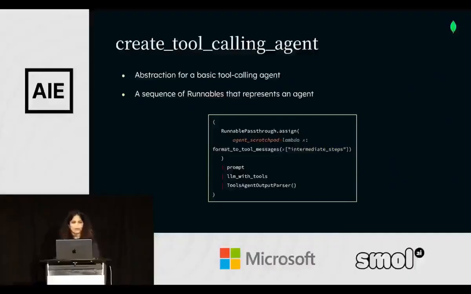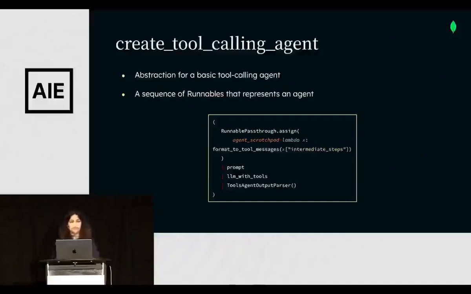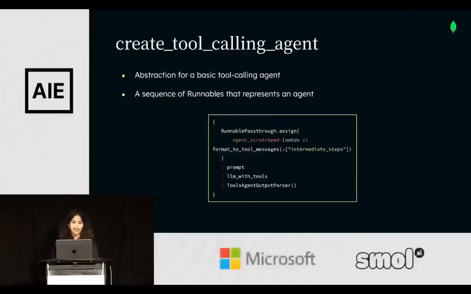Starting with that abstraction, but let's try to understand what's happening behind the scenes of that abstraction, right? So it's essentially creating a runnable sequence consisting of a prompt template, which has a placeholder for the agent's scratchpad, which is the agent's intermediate steps as it's taking different actions and making observations, an LLM with knowledge of the tools that we were just creating, and an output parser for formatting the agent's response.